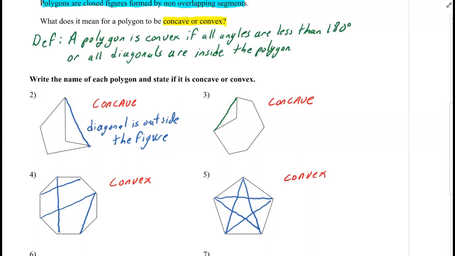So here's the definition of a convex polygon on the screen. A polygon is convex if all the angles are less than 180 degrees, or some people like to say all the diagonals are inside the polygon. If the pink or yellow highlighted statement are not true, meaning there's an angle more than 180, it is called concave, or if you can draw a diagonal outside the figure, it is also concave.